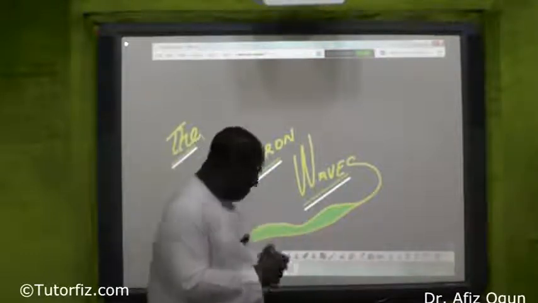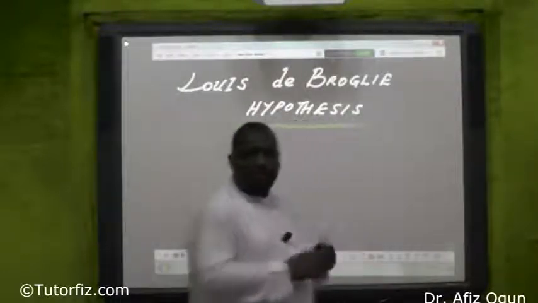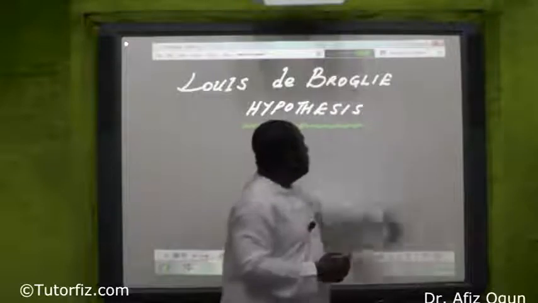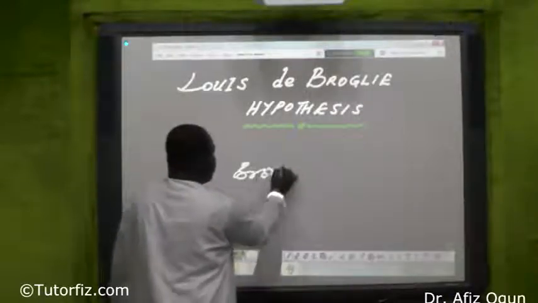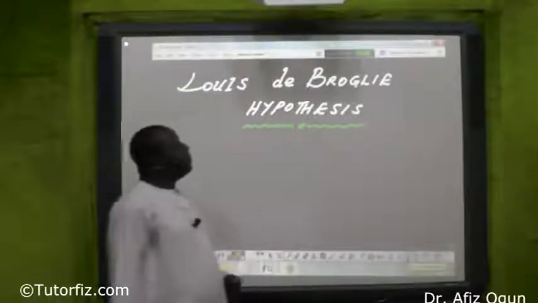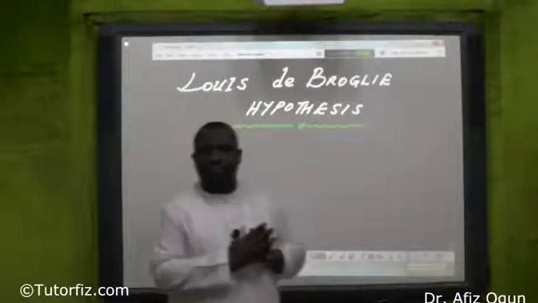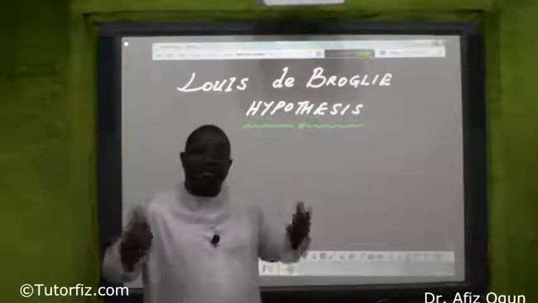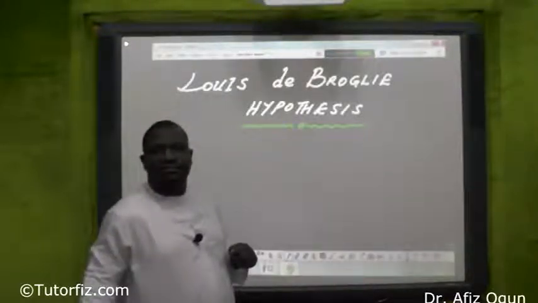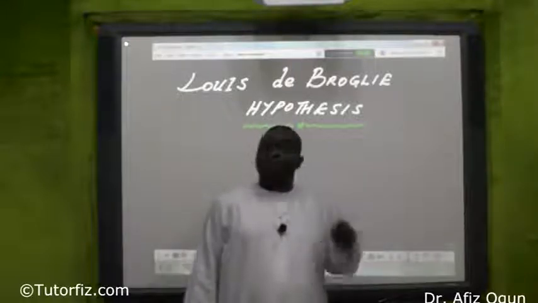In the year 1924, a French scientist, Louis de Broglie, hypothesized that if light can behave as a particle, then electron, which is matter, could also behave as a wave.